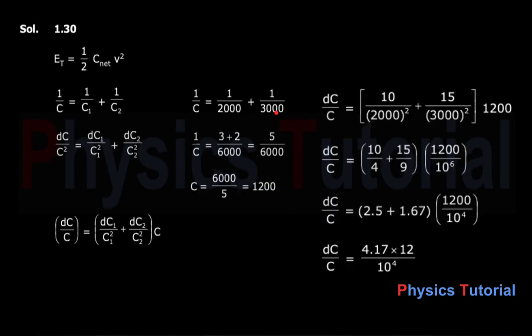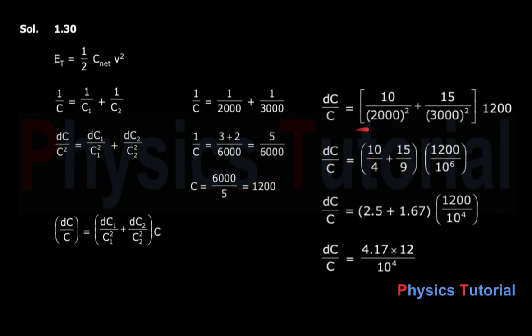So let's go ahead. So total net energy is half of C V square. Meanwhile, calculate 1 by C is equal to 1 by C1 plus 1 by C2. You get C equivalent is equal to 1200. And by using this formula, differentiating both sides, you get dC by C square is equal to dC1 by C1 square plus dC2 by C2 square. So cross multiplication, dC1 upon C1 square plus dC2 by C2 square into C. So that is dC by C.